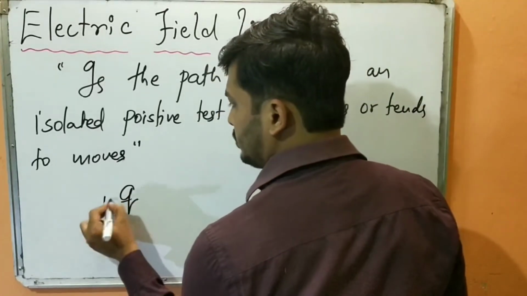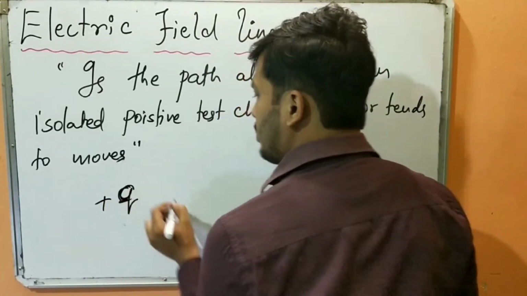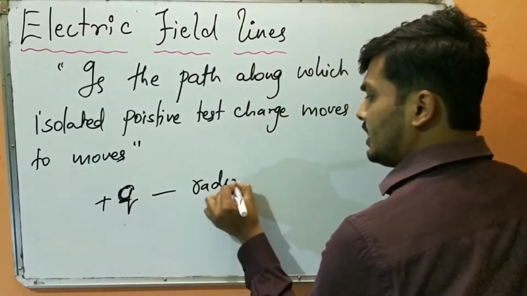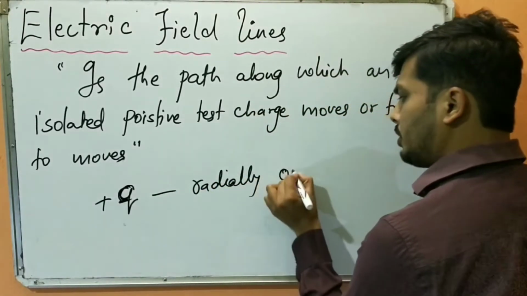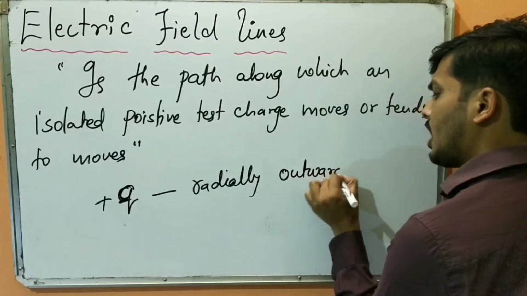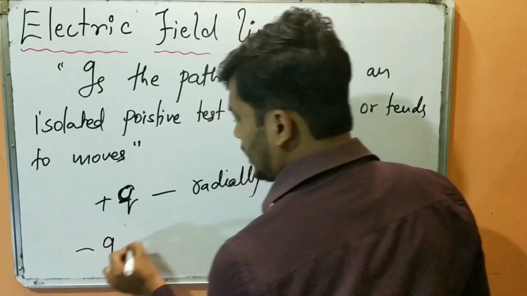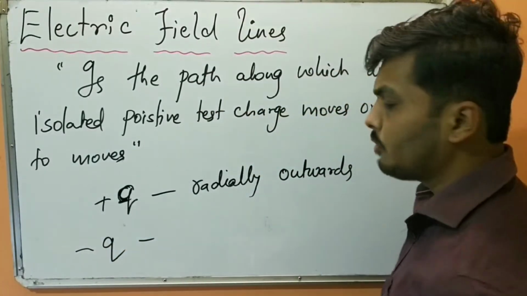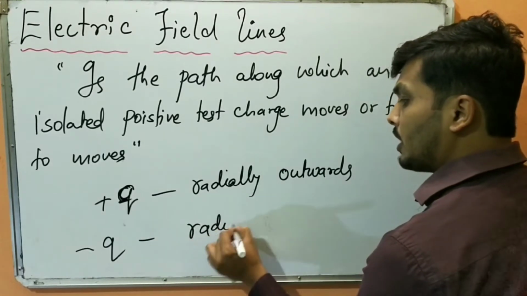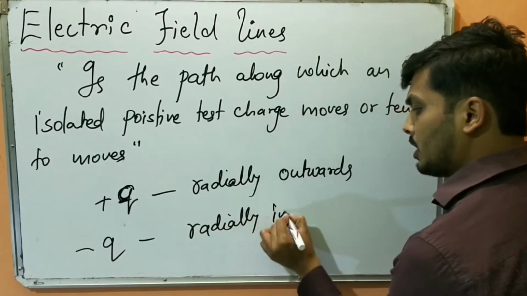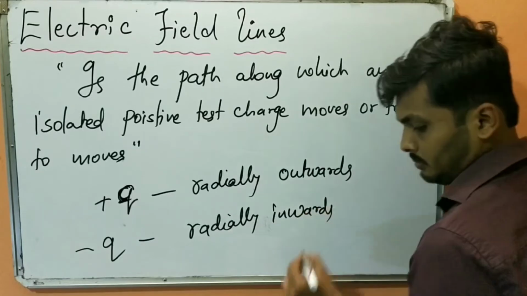Now remember, there will be two cases for charges. For a positive charge, electric field lines will always be radially outwards. It will always be radially outwards. And for a negative charge, the direction of the electric field lines will be radially inwards. Now how to understand this?